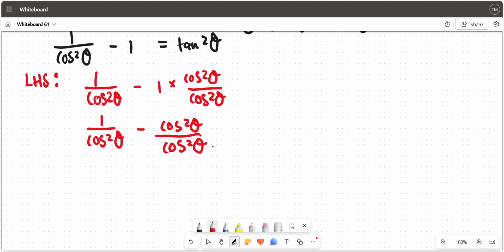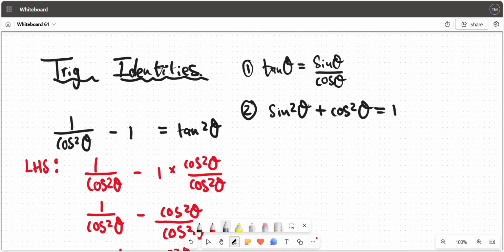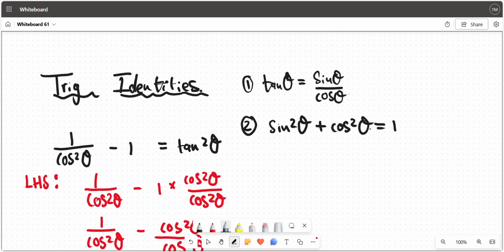And so we can simplify this. Now we have the same denominator, so I can add and subtract them. I'll put them all under the same denominator, which is cos squared theta. Now I have a 1 that is subtracting a cos squared theta. And one thing I forgot to mention at the beginning of this lesson is that this identity here can also be used in different forms.